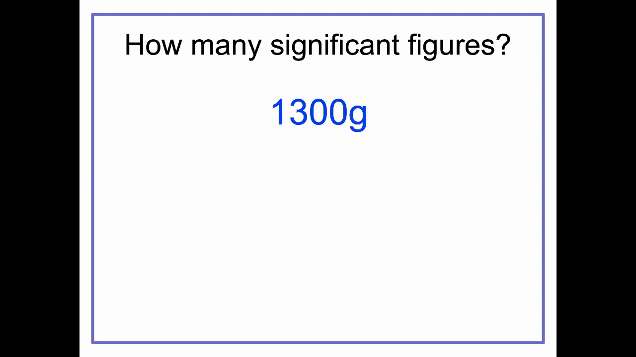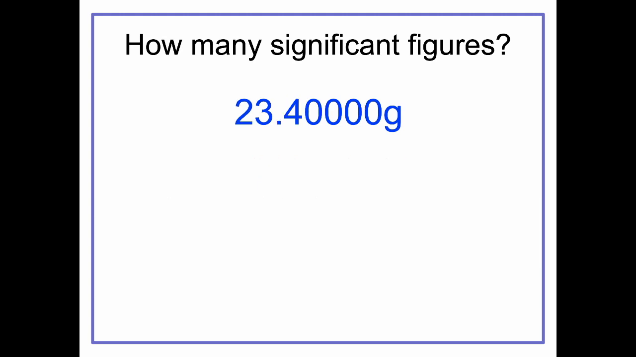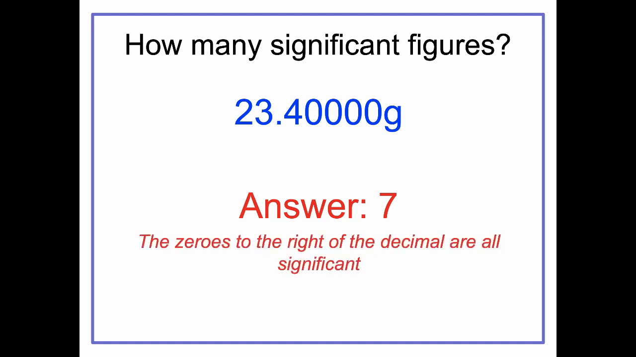This works when you have units as well. In this example, there are only 2 significant figures. Although the zeros could be significant, maybe that's what the person got when they measured it, they could also be placeholders. We don't have enough information to say either way, so we can't count them as significant. Quick quiz. How many significant figures in 23.40000 grams? Answer: 7. There's a decimal point, so all of those trailing zeros are significant.